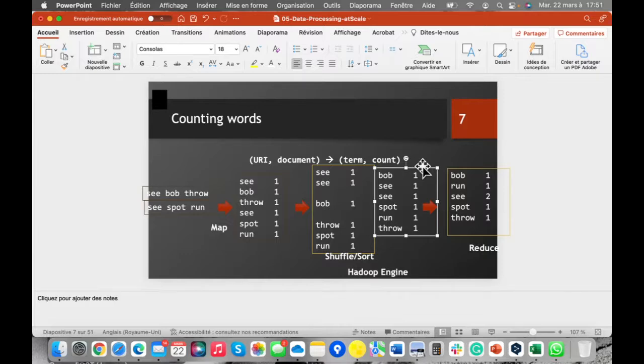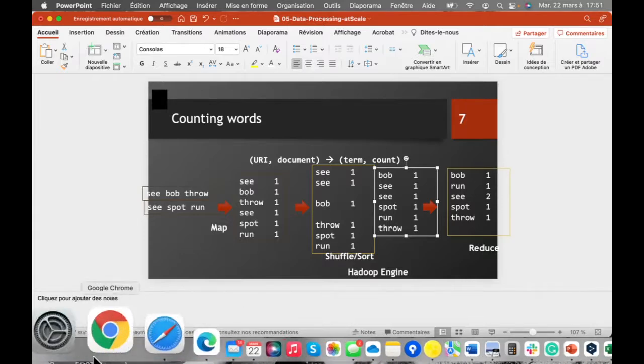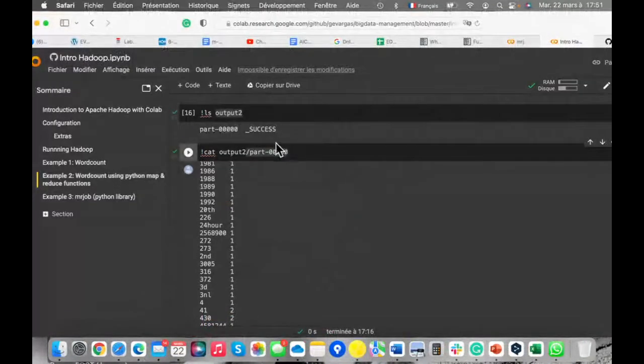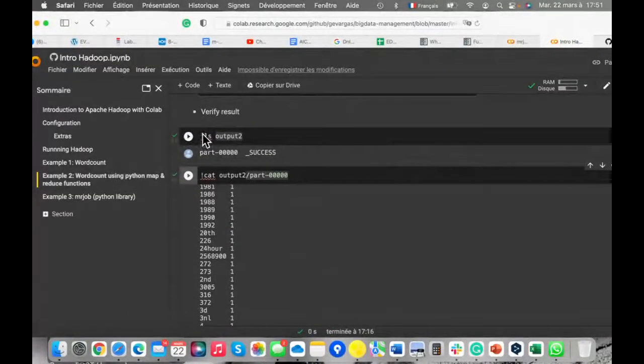Okay, and then after the reducer is done, does it give the data back to the file system? Okay. You see, this is why here we are cutting this file. Yes, you're right.